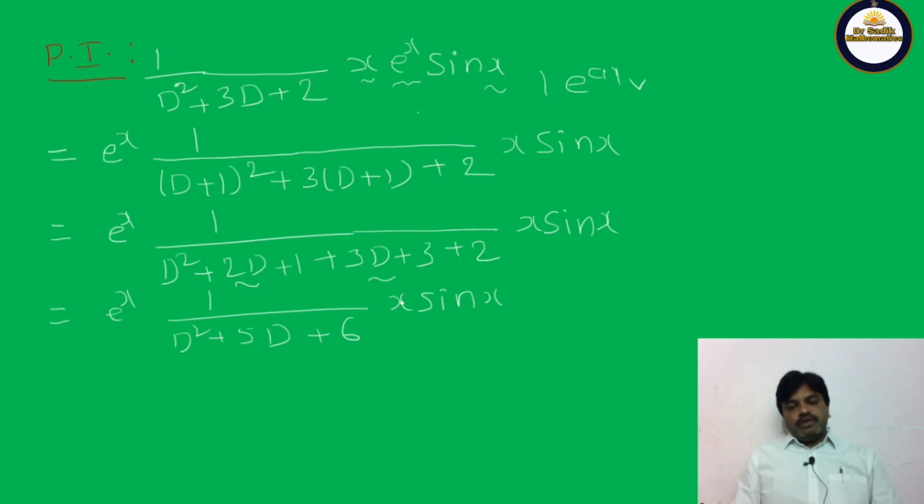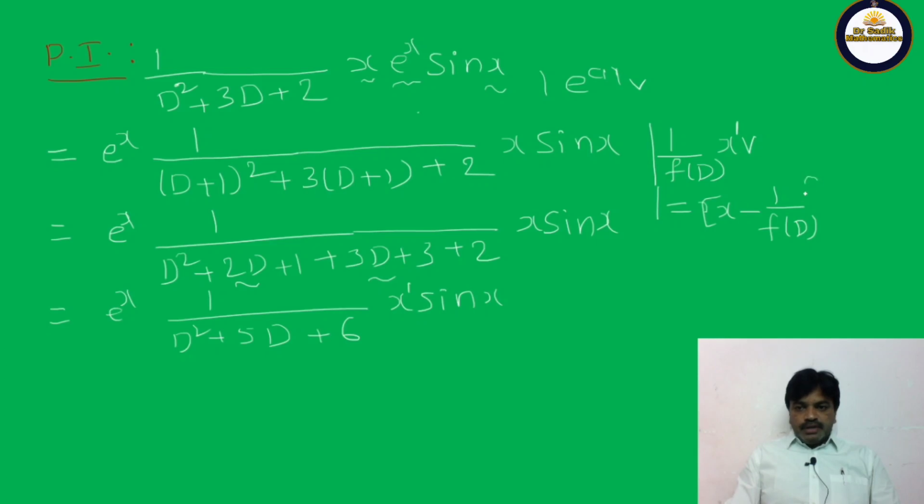Now we have one formula here, friends. Whenever you observe x degree is 1, we have one formula, that is 1 by f of D, x v, friends. When is it useful, friends? When x degree is 1. So that is equal to x minus 1 by f of D, f dash of D, into 1 by f of D into v, friends.